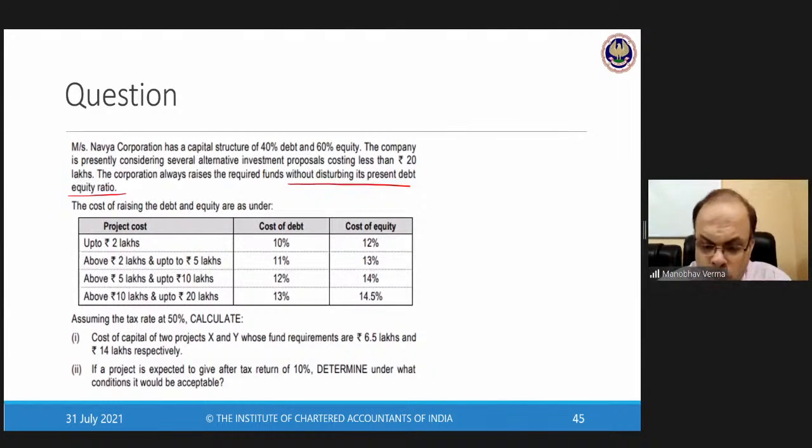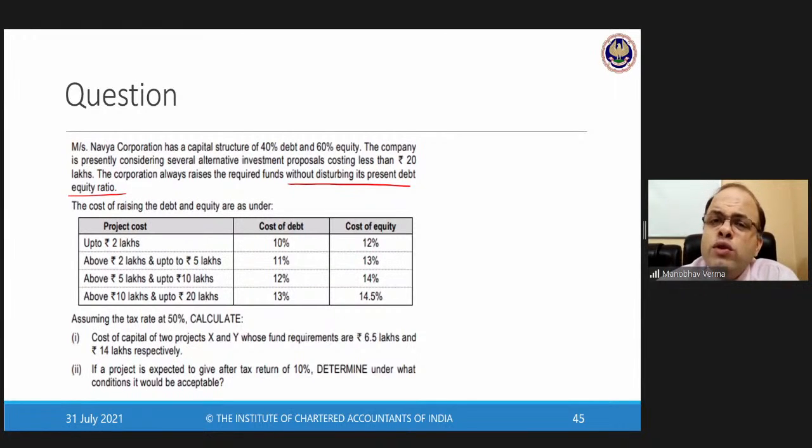The call of the question is the cost of capital for X and Y. What will be the project cost for X and for Y? Okay, I'm getting some answers. Srishti says X is 10.8 and Y is 11.3.